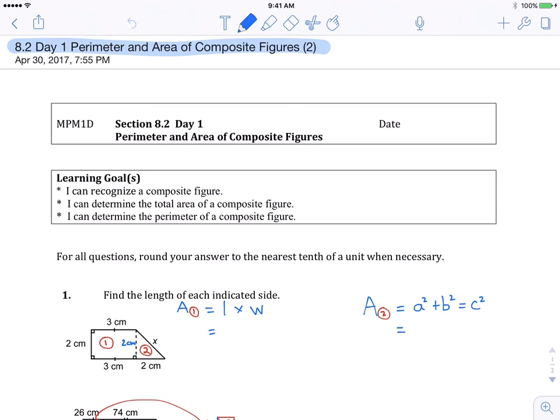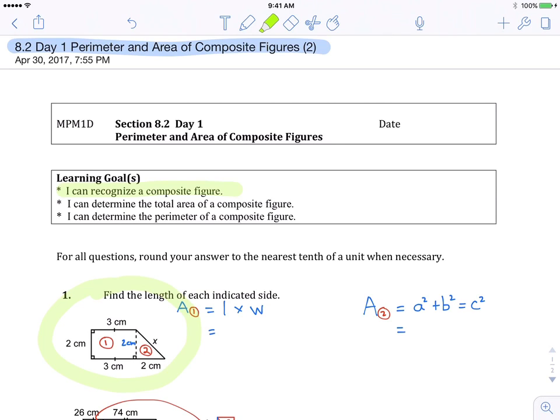Okay, gentlemen, today we're looking at 8.2, day 1, perimeter and area of composite figures. Really all we're doing is looking at figures that are made up of two or more shapes. The first learning goal is, I can recognize a composite figure. If you look down below, that's obviously a composite figure. We have a rectangle and a triangle, so it's a composite figure.